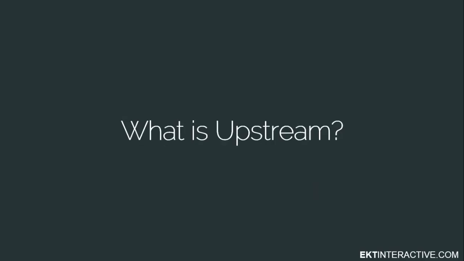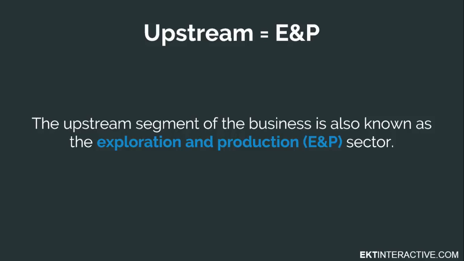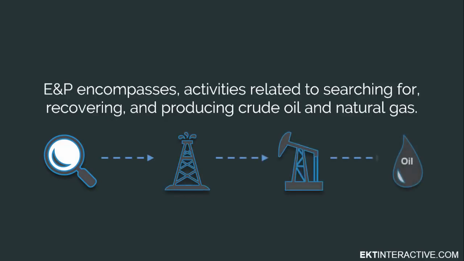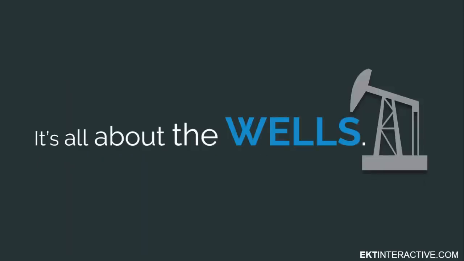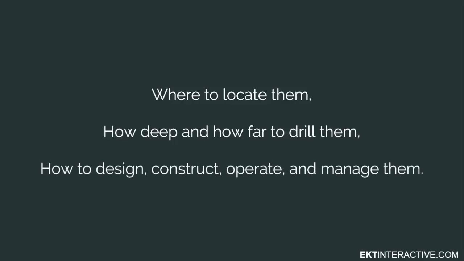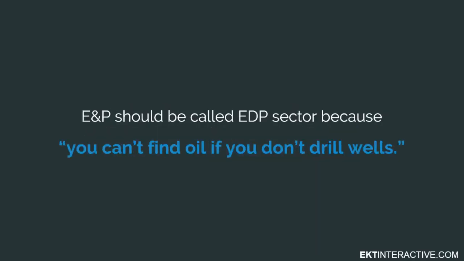So, what is upstream? Most oil and gas companies are organized according to business segment, assets, or function. The upstream segment of oil and gas is also known as exploration and production, or E&P, because it encompasses activities related to searching for, recovering, and producing crude oil and natural gas. Upstream is all about wells, where to locate them, how deep and how far to drill them, and how to design, construct, operate, and manage them to deliver the greatest possible return on investment with the lightest, safest, and smallest operational footprint. In fact, the E&P sector should probably be called the EDP sector because you can't find oil if you don't drill wells.